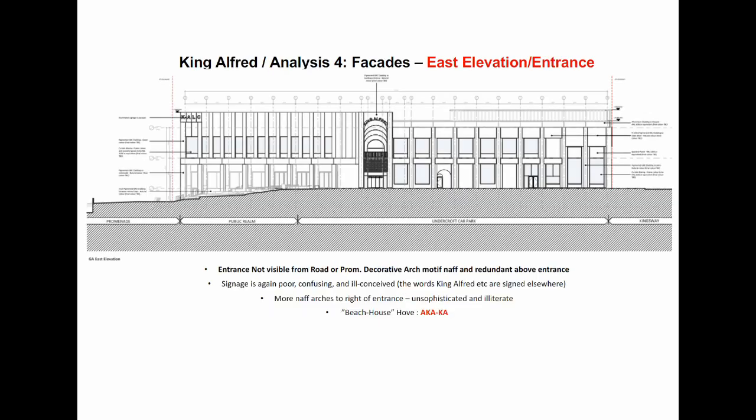Slide 22, Facades, East Elevation, Entrance. The entrance elevation lacks clarity and presence. For a civic building, this is a critical shortcoming.